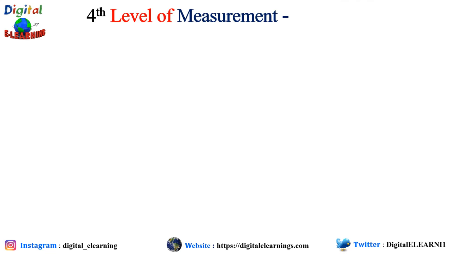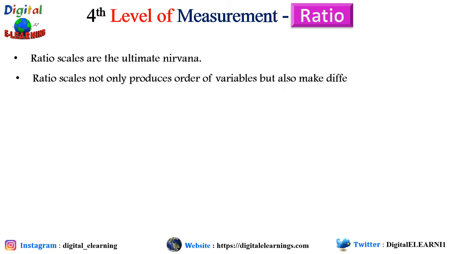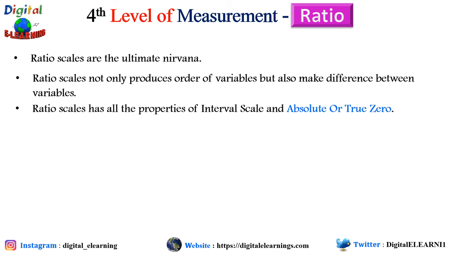The fourth or the final level of measurement is the ratio scale. Ratio scales are basically the ultimate nirvana when it comes to data measurement scales, because they not only tell us about the order, but also the exact difference between the values and also an absolute zero. So we have three things here: the order, the exact difference between the values, and the absolute zero. A ratio scale is defined as a variable which not only produces the order of variables but also makes the meaningful difference between the variables. A ratio variable has all the properties of an interval variable and also has a clear definition of absolute zero. Interval scales are amazing, but they do not have the absolute zero, which is why the ratio scale comes into the picture.